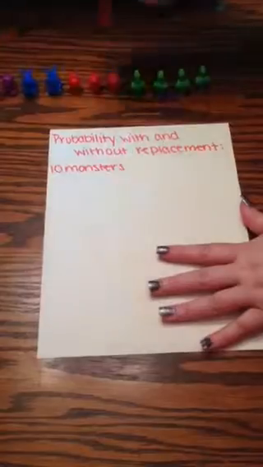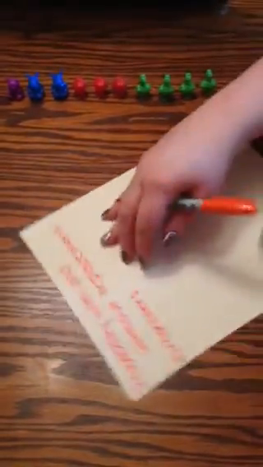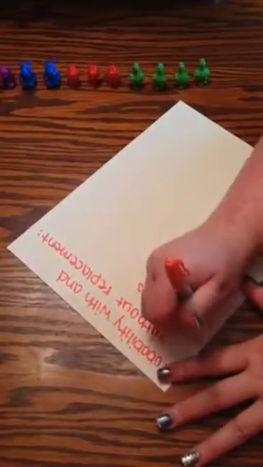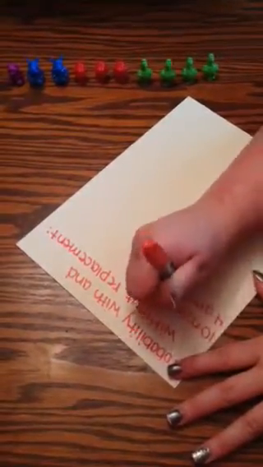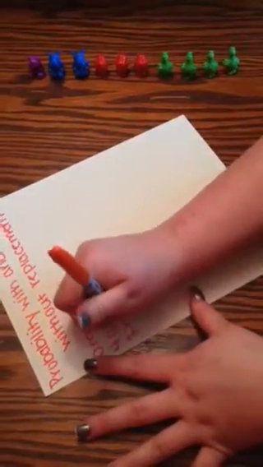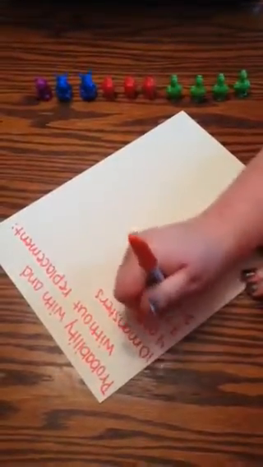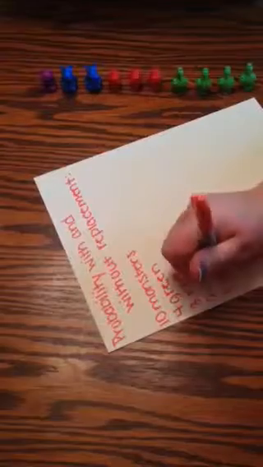Out of these 10 monsters, we have 4 green monsters. We have 3 red monsters. We have 2 blue monsters. And we have 1 purple monster.